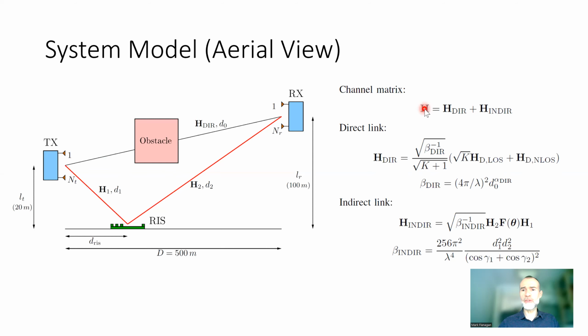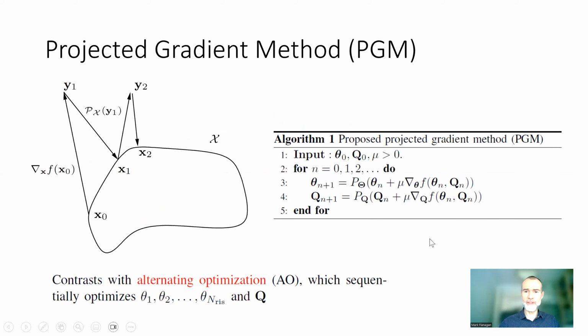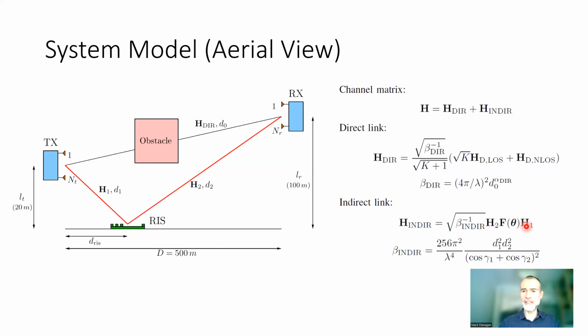It can be decomposed into a sum of 2 parts. There's a direct path and an indirect path. The direct link also has a line of sight and a non-line of sight component. But more importantly, if you look at the indirect link via the RIS, you'll see that it involves a cascade of some channels, where the inner matrix consists of the part for the RIS. So this is the optimization we want to perform.